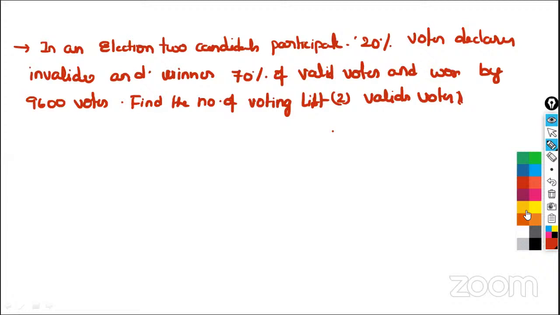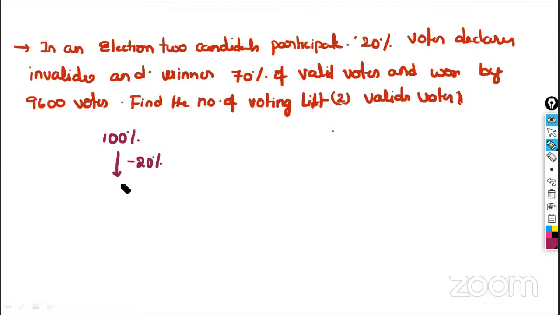So I will tell a shortcut also for this problem. First the general method, that is what? 100% of votes. Okay, 100% of votes. 20% was declared invalid. That means 20% of votes are declared invalid. They are not polled properly. That means the remaining is what? 80, right? These 80 are what? Valid votes. Okay. On the 80 valid votes.